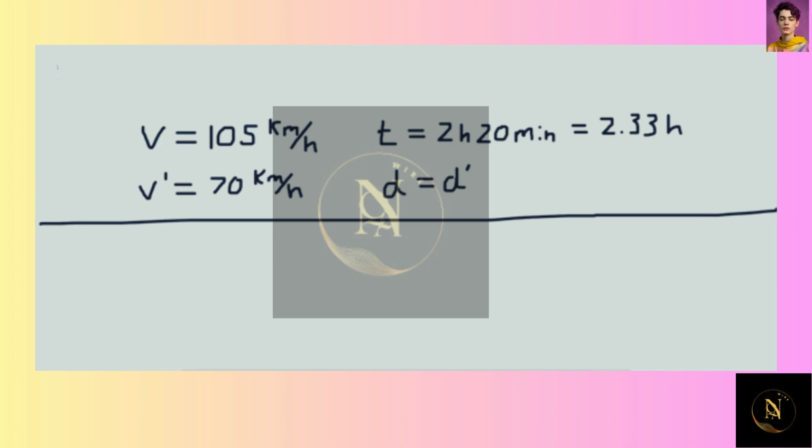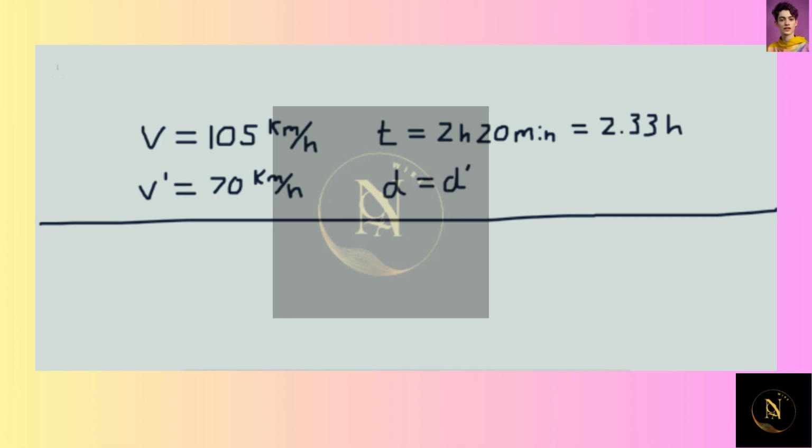So on a normal day, your velocity on your trip home, v, is 105 kilometers per hour. And the trip time, t, is 2 hours and 20 minutes, which I converted just into hours since there are 60 minutes in an hour. 2 hours and 20 minutes is the same as 2 hours plus 20 divided by 60, right? So then that is 2.33 hours.